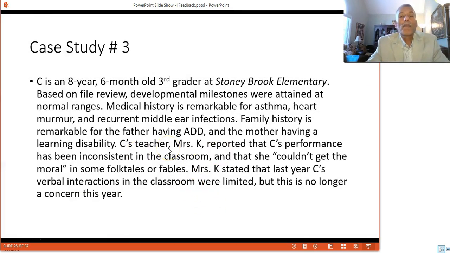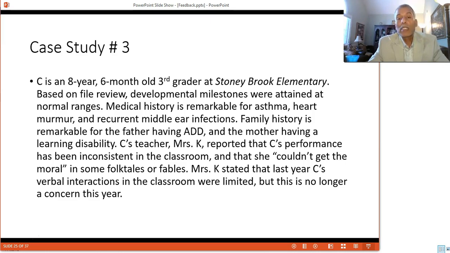The third case is a student who is 8 years, 6 months old. She's in 3rd grade at this particular elementary school. This is a fake name, of course. Based on the file review, developmental milestones were attained at normal ranges. Medical history is remarkable for asthma, heart murmur, and recurrent middle ear infections. Family history is remarkable for the father having ADD and the mother having a learning disability.